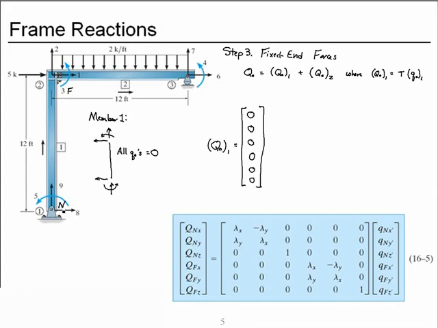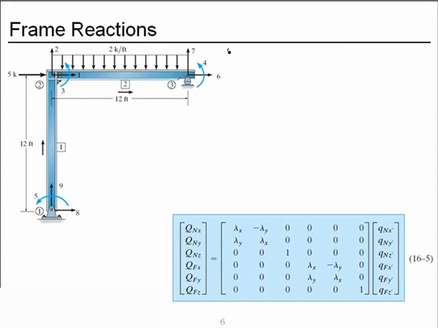Our QNX is degree of freedom 8. The near node Y in global coordinates is 9. Then we need the Z, which is 5. Far node X is 1, far node Y is 2, and far node Z is degree of freedom 3.